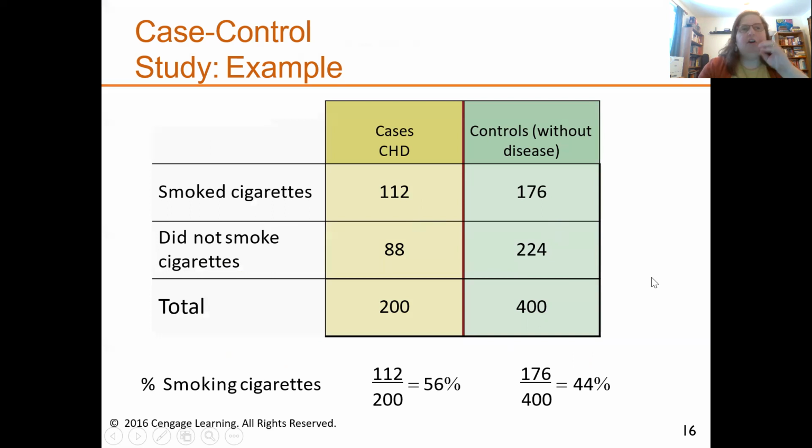So here we have our cases with coronary heart disease, our controls without the disease. And then we look back and we see who smoked cigarettes in each group and who did not. And we can see that in our coronary heart disease group, there's a higher percent that smoke cigarettes than in the controls. We don't know if this is a significant difference. We're not going to worry about that for right now, or probably not really in this course. But it gives you a good sense for what's going on.